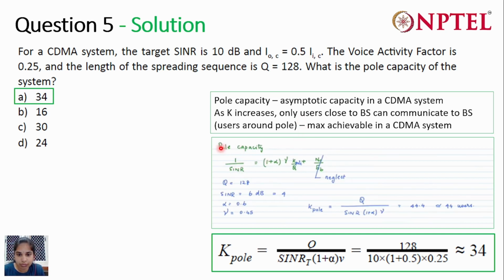If you see the formula for pole capacity, 1 by SINR is 1 plus alpha into gamma into K pole by Q, plus N naught by EB. If EB by N naught is a higher value, N naught by EB could be neglected. Then we just have to rearrange to get K pole. This was the example sir dealt with in class, so we just have to look into the formula, and the answer is 34.